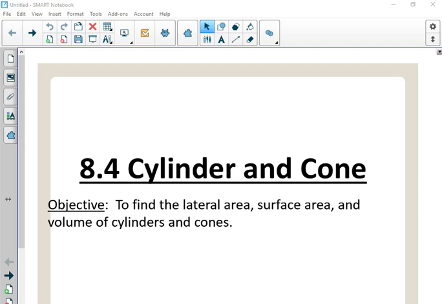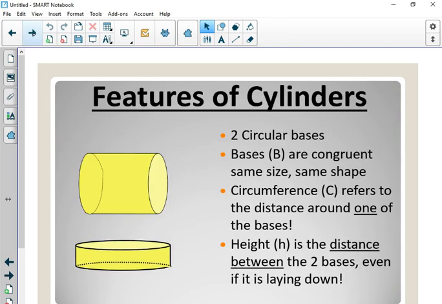On to 8.4, cylinders and cones. More of the same, just different shapes. So, features of cylinders. Cylinders are similar to prisms in the fact that there are two bases that are the same shape. In this case, they're not polygons, they are circles. Okay, but they have that similarity to a prism.